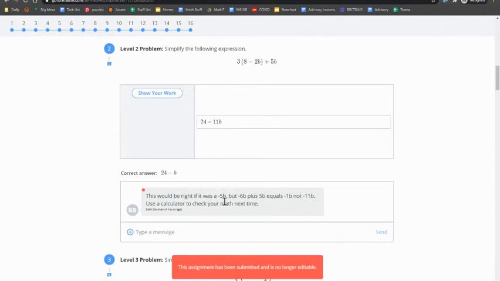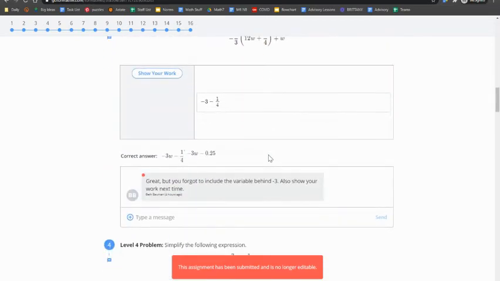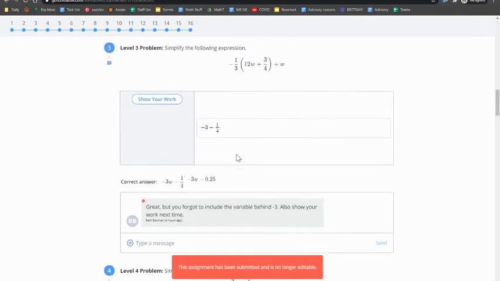This would be right if it was negative 5b. But negative 6b plus 5b equals negative 1b, not negative 11b. Use a calculator to check your math next time. And I would keep scrolling down. They got this one wrong too. Here is what was written. Here were the 2 correct answers that I was accepting. Great, but you forgot to include the variable behind negative 3. Also show your work next time.